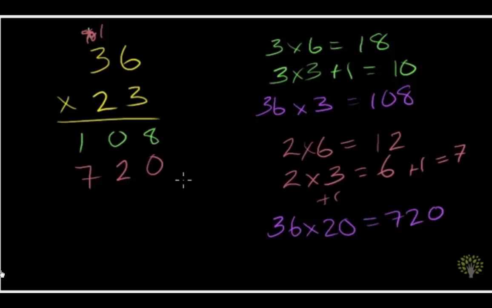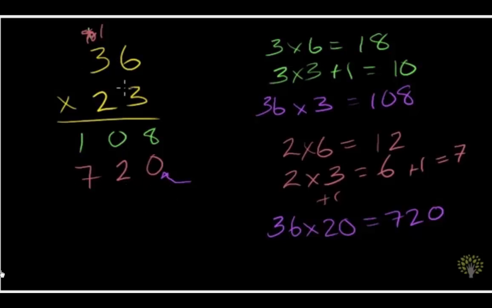And hopefully that should explain why we had to throw this 0 here. If we didn't throw that 0 here, we would have just a 72 here instead of a 720. And 72 is 36 times 2. But this isn't a 2. This is a 2 in the tens place. This is a 20. So we have to multiply 36 times 20, and that's why we got 720 there.